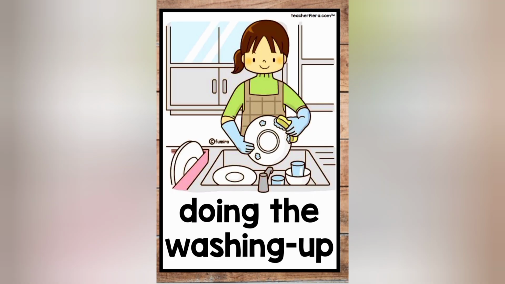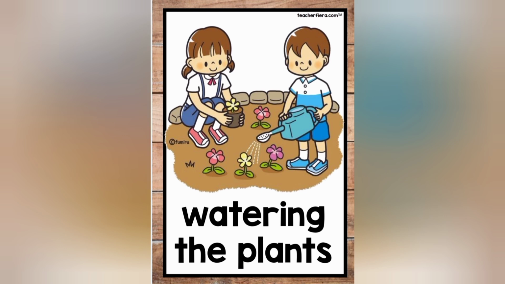The third one is doing the washing up. Mencuci pinggan mangkuk. Another one more time. Doing the washing up. Mencuci pinggan mangkuk. Watering the plants. Menyiram pokok-pokok. Please repeat after me. Sila ulang. Watering the plants. Menyiram pokok-pokok.